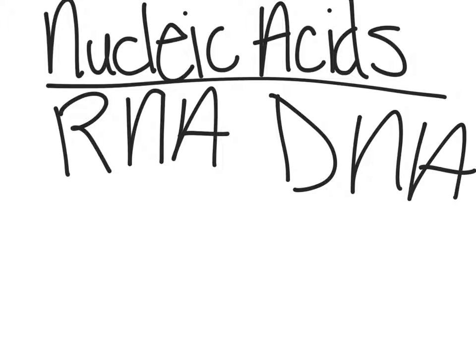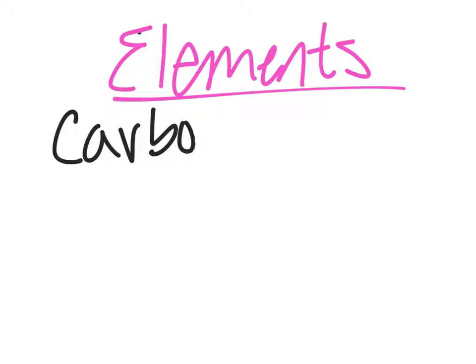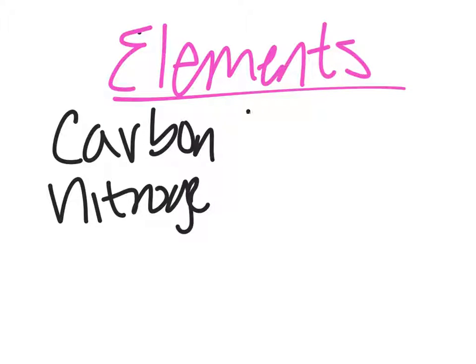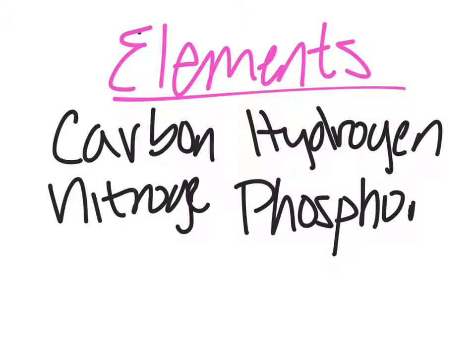So how are they able to do this? They are able to produce their functions because they have elements, which they have 4 of them, which are carbon, nitrogen, hydrogen, and phosphorus. And this is how they are able to do their functions.